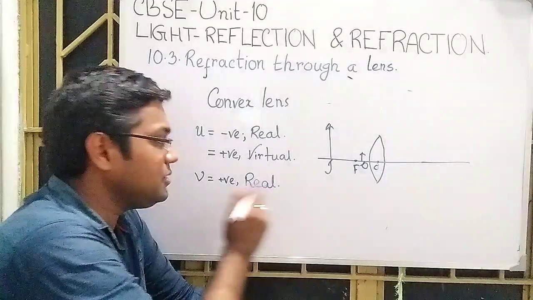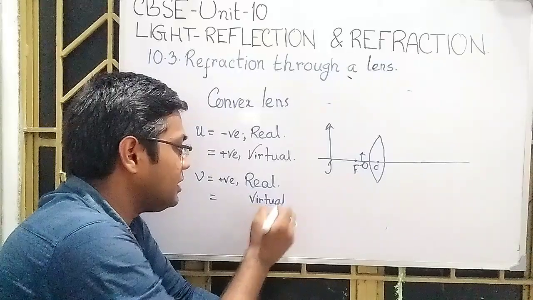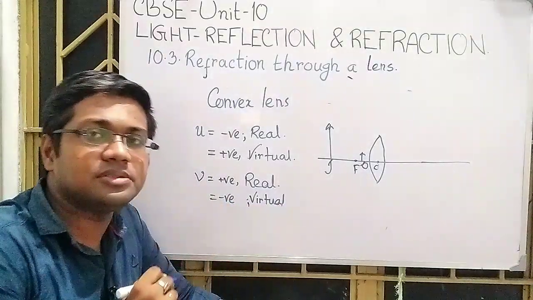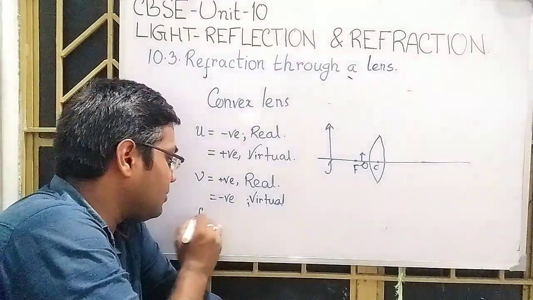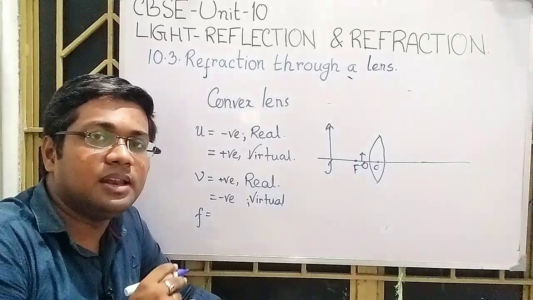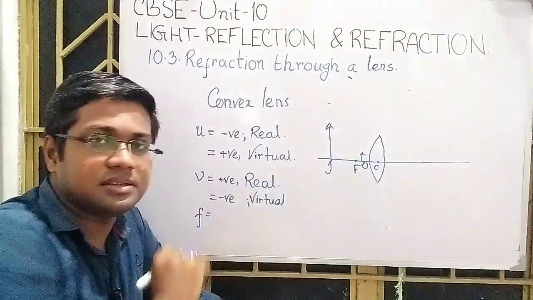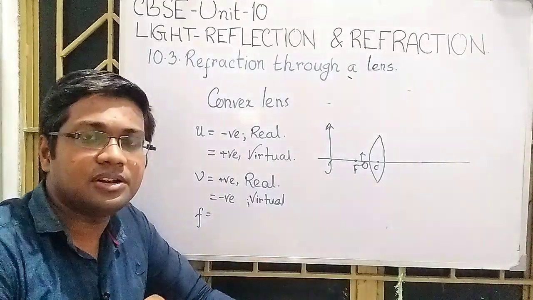So in that particular case we will get the virtual image, and in that particular case the image distance is negative according to sign convention. And one thing is left, that is the focal length. If we send the parallel rays to this convex lens, after refraction, where will they meet?